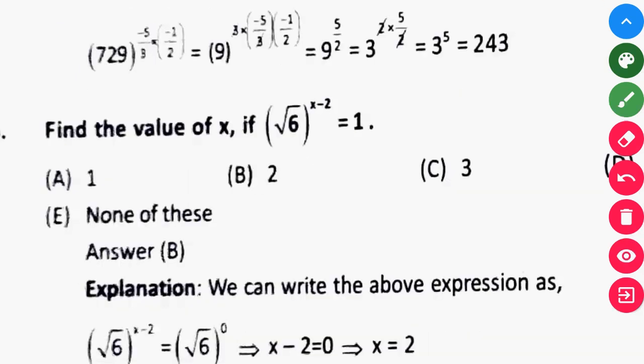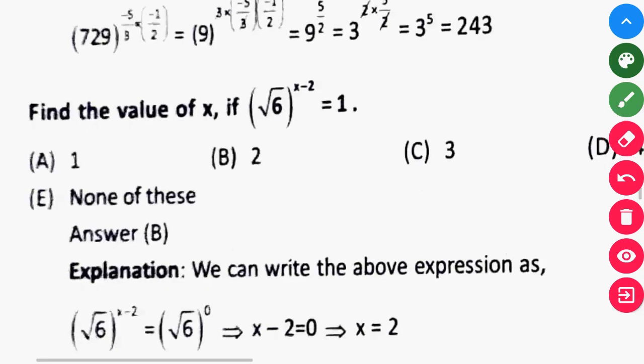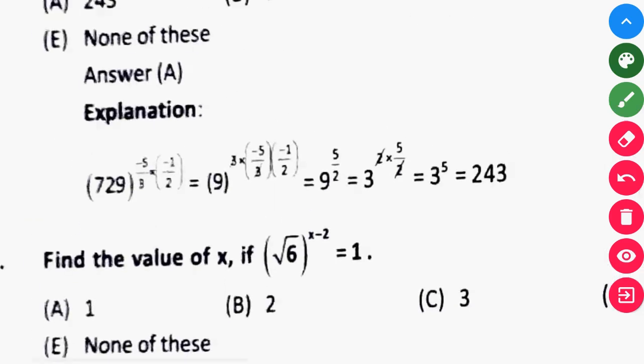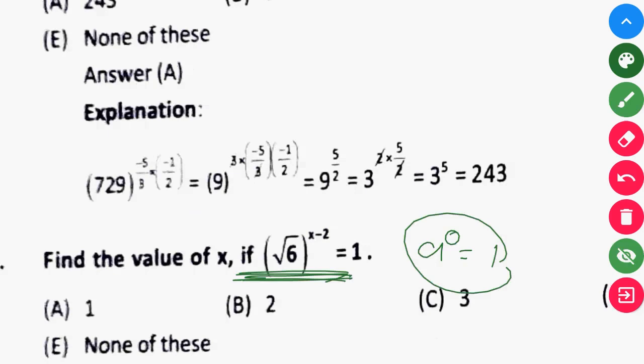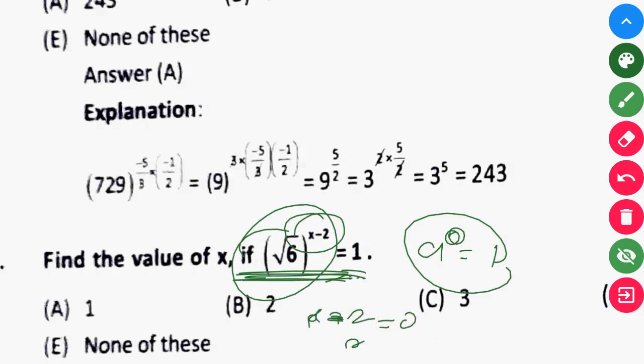Don't look at the square root of a 6 and what we can do. We just have to remember all the laws of exponents. A raised to 0 is equal to 1. If this equation is equal to 1, the exponent is 0. So x minus 2 is equal to 0, so x is equal to 2 here. Simple.